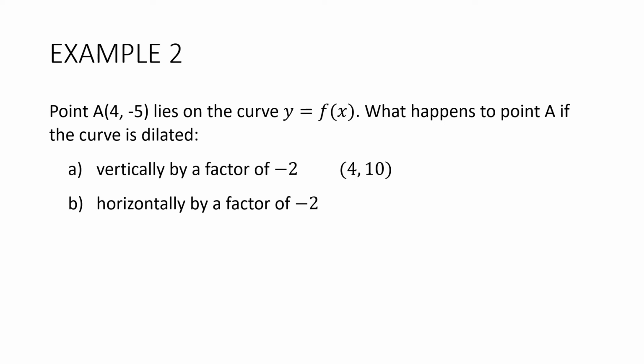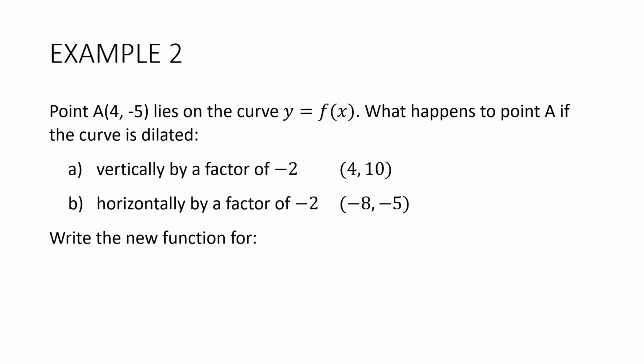How about horizontally by a factor of -2? So horizontally affects the x-coordinate. The x-coordinate is going to get twice as big, and it's going to be negated. It's going to become -8. But the -5 doesn't change.